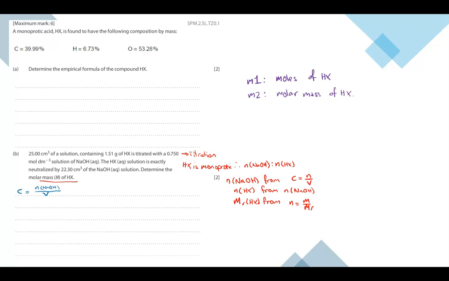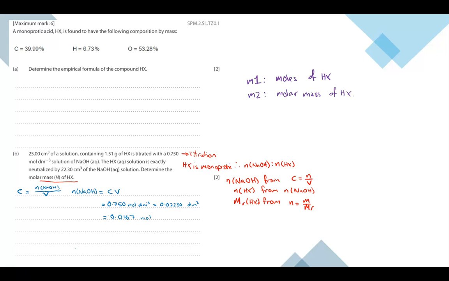So C equals moles of sodium hydroxide over volume. Moles of sodium hydroxide therefore equals concentration times volume. Remember, the moles is our target in this particular step. So it becomes 0.750 moles per liter times the volume, which is 0.02230. Remember, you've got to convert this milliliters into liters, or centimeters cubed into decimeters cubed. So then we go to 0.0167 mole. So that's how many moles of sodium hydroxide we have.